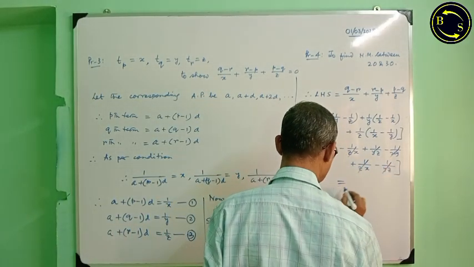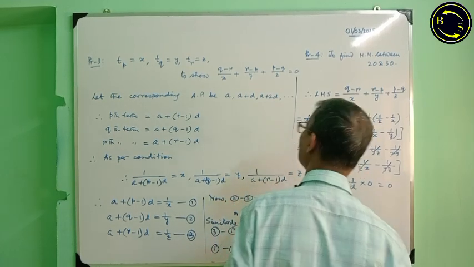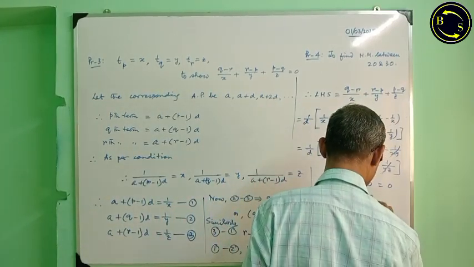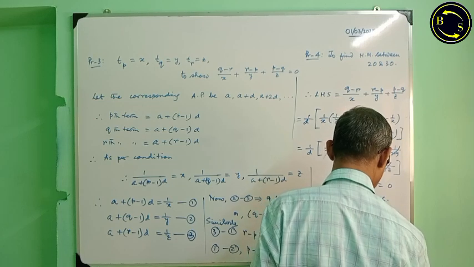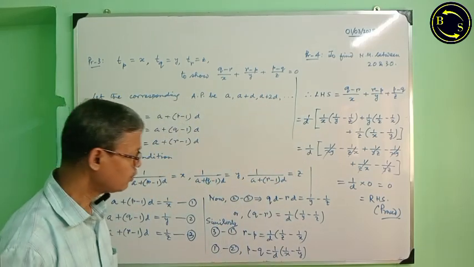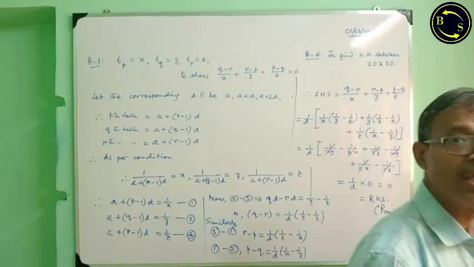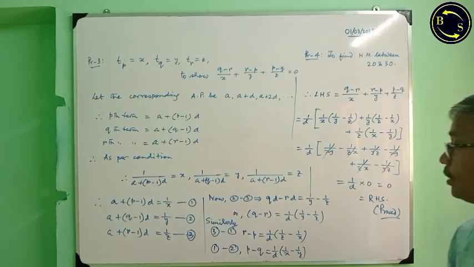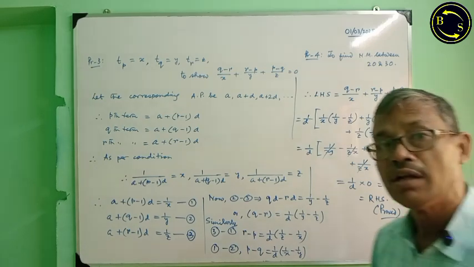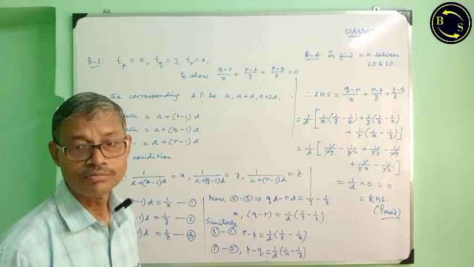Therefore, 1 by D into 0, that is equal to 0. Here D is of course non-zero. Therefore, we arrived at the RHS part. Therefore, the sum is solved. So the procedure, already I have emphasized on the issue that you try to understand the steps or the thinking through which I am solving. Therefore, the sum is solved.